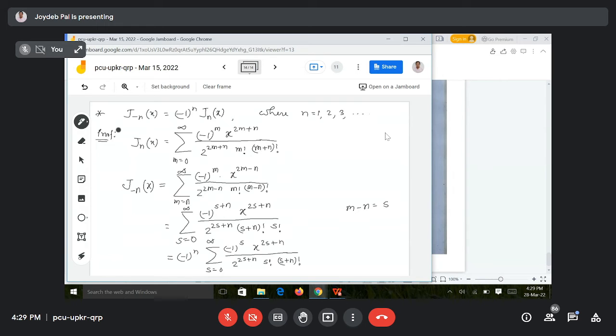If you think that no, I could not understand this part, why it is J n x? So s is the dummy variable. You can substitute that s by m again. So you substitute s is equal to m, then it is J n x. You see.